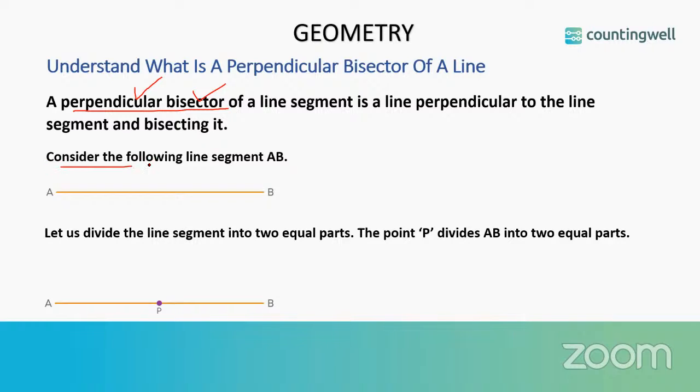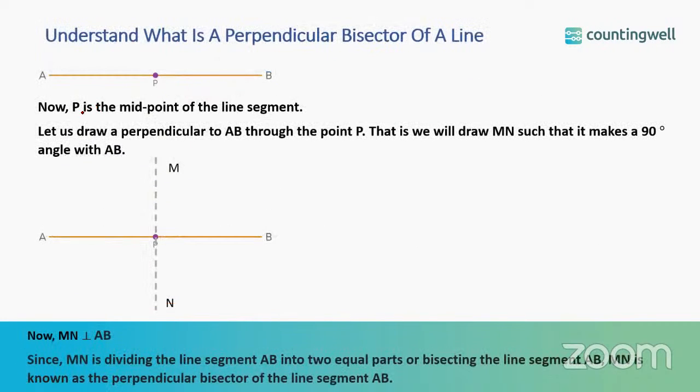For example, consider the line segment AB. Bisector means it should divide the line segment into two equal parts. Hence, we are taking a point P here, which will divide the segment AB into two equal parts. So we have here two equal parts, AP and PB. Now, as we can see, P is the midpoint of the line segment since P is dividing the line segment AB into two equal parts.